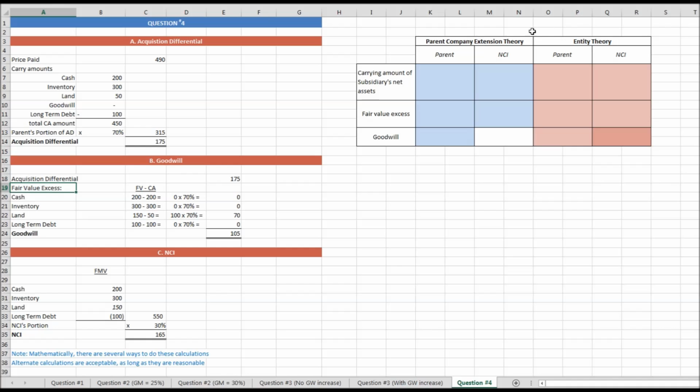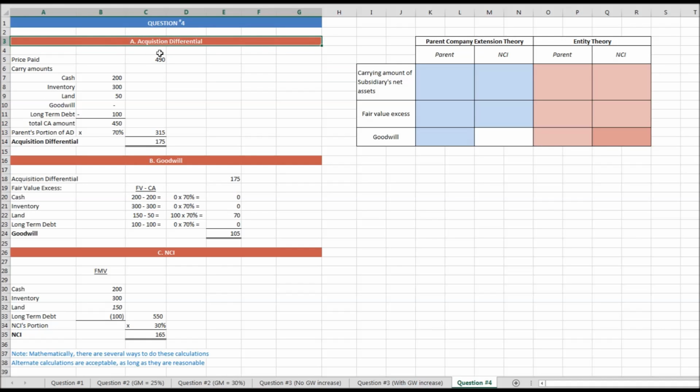What we're used to doing, we're going to recap first in entity theory, is picking up both parts right here. So the carrying amount of the sub's net assets for parent and the non-controlling interest, the fair value excess, and the goodwill over here. But the main difference here is this little darker square of the non-controlling interest part of goodwill. We don't pick that up in parent company extension theory. So we're going to see how this plays out in this problem over here.